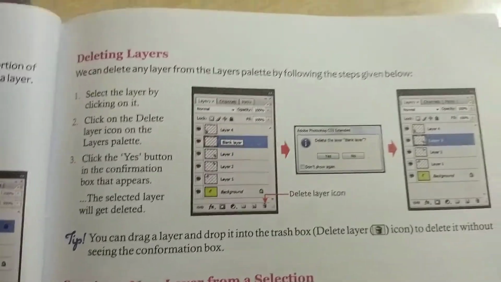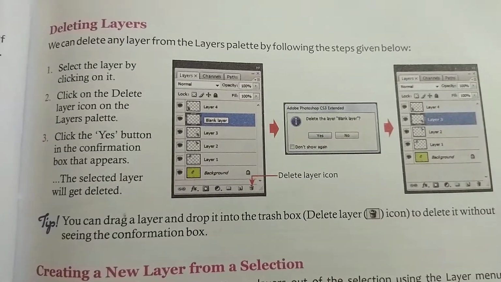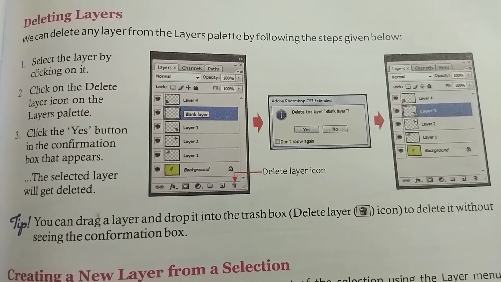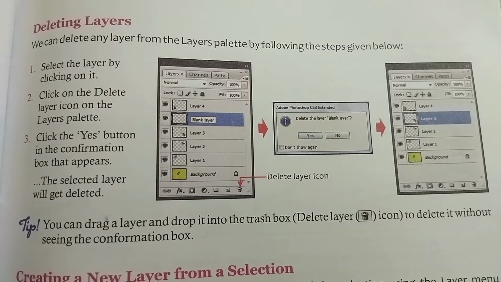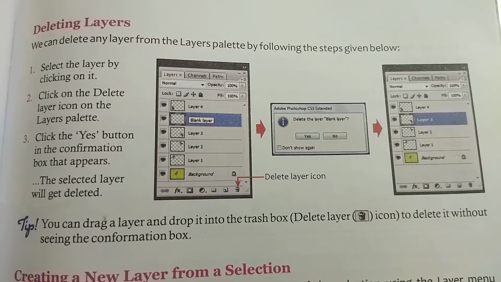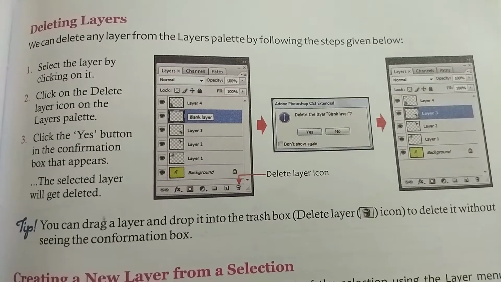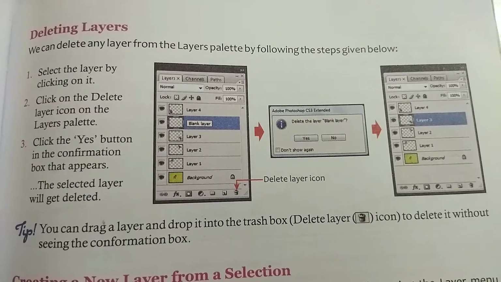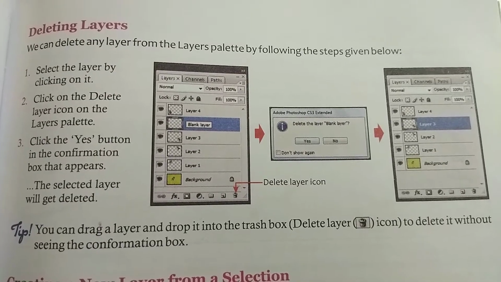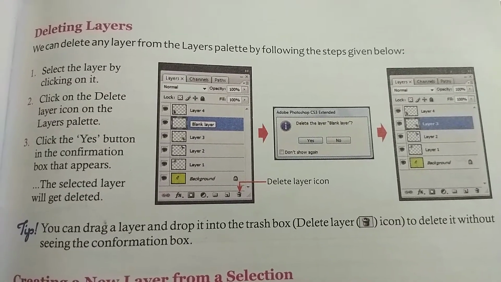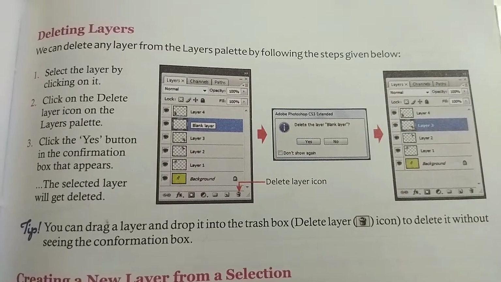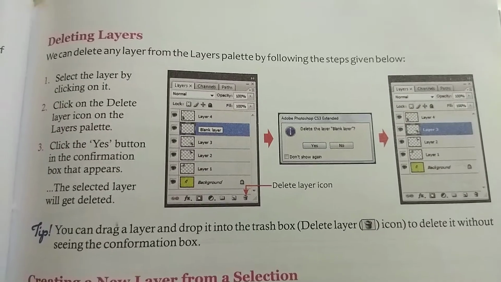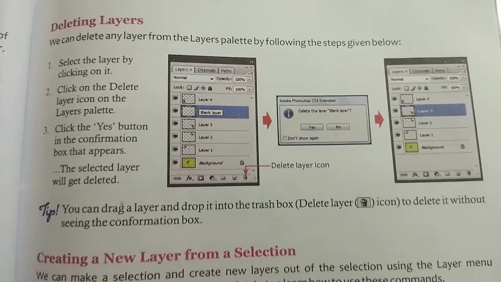Okay class, now deleting layers. How to delete a layer? We can delete any layer from the layers palette by the following steps. First step, select the layer by clicking on it. Then click on the delete layer icon on the layers palette. Then click the Yes button in the confirmation box that appears. The selected layer will get deleted. So you can see this is the delete layer icon, and you can drag a layer and drop it onto the trash icon to delete it without seeing the confirmation box. Okay, so this is the method of deleting layers.